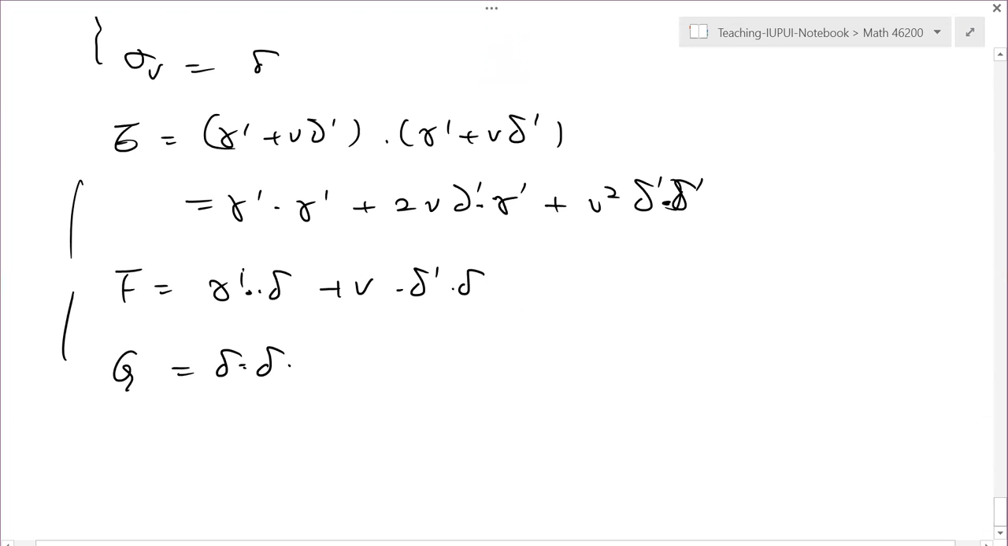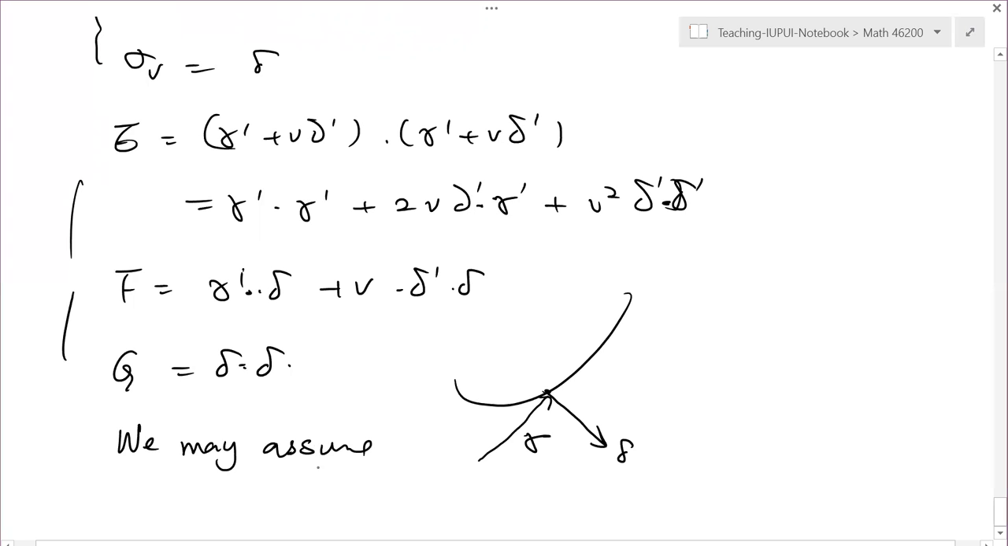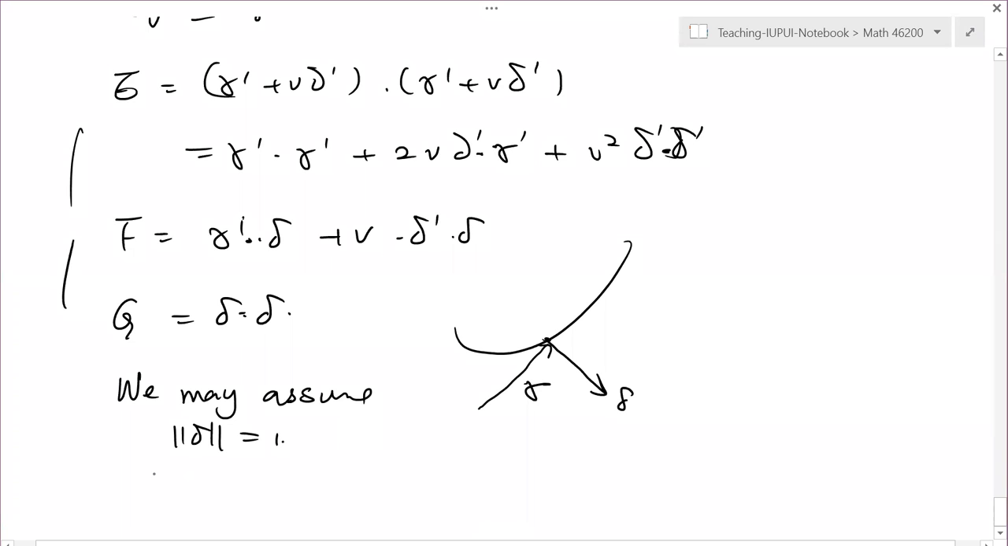Now we may assume, look at the curve, right? We may assume this is the delta, a unit vector along the curve, right? Then immediately you have this going to be 0. It's going to be pretty simple.